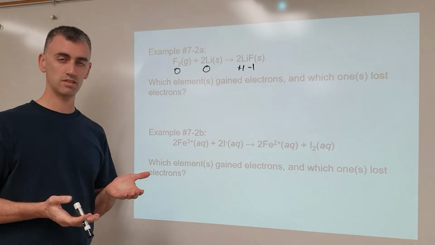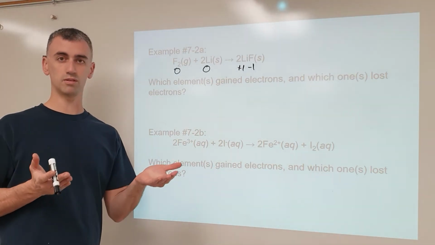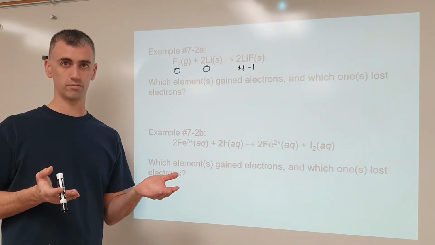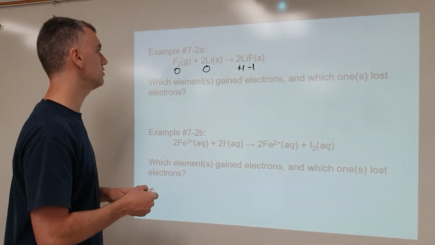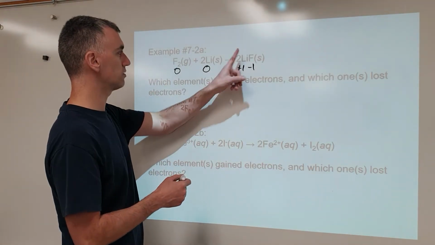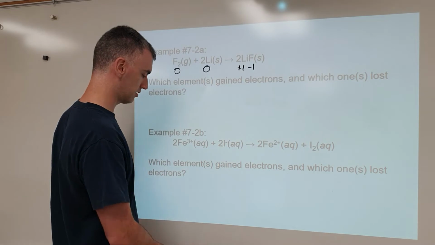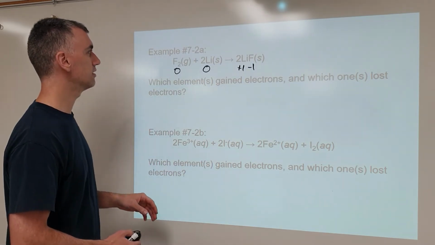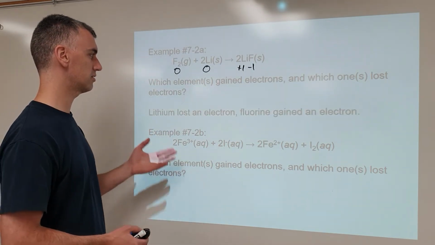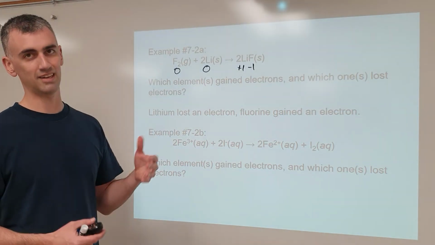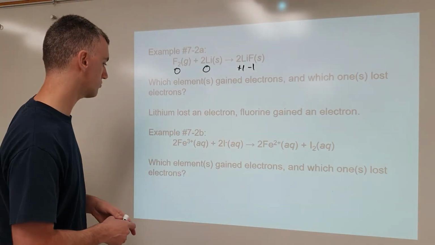You should now be able to say which one gained and which one lost electrons. Do so now. All right, if you did so correctly, you said that fluorine going from 0 to -1 gained electrons, and that the lithium going from 0 to +1 lost electrons. There you go, or technically 1 electron, but you get the idea.